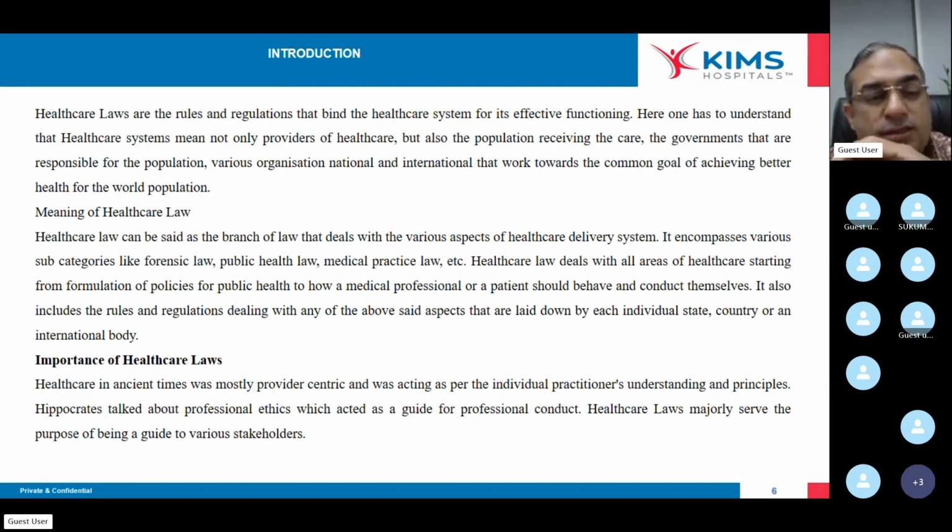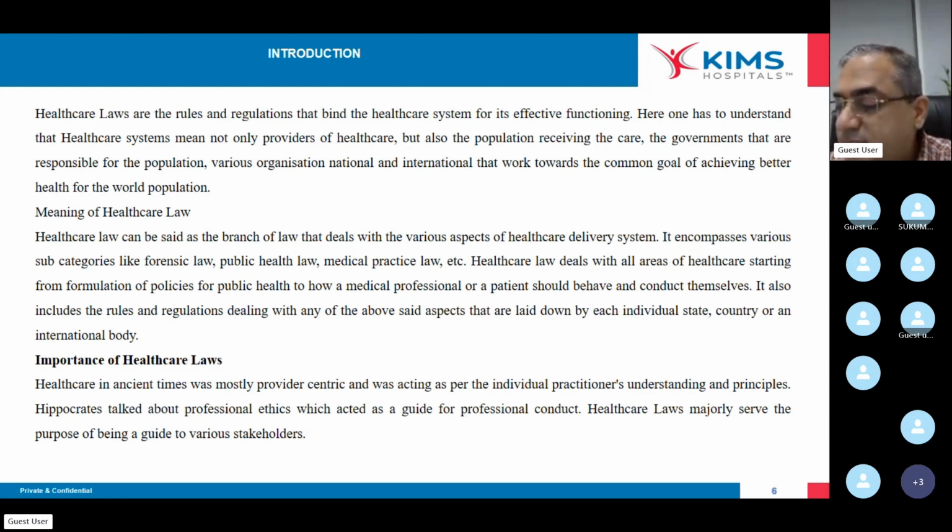Do you know who is Hippocrates? Can anybody tell me? Can somebody tell me who is Hippocrates? He's a Greek philosopher, and he was born before Christ. He is referred to as the father of medicine. And he has set some ethical standards that the physicians should follow.